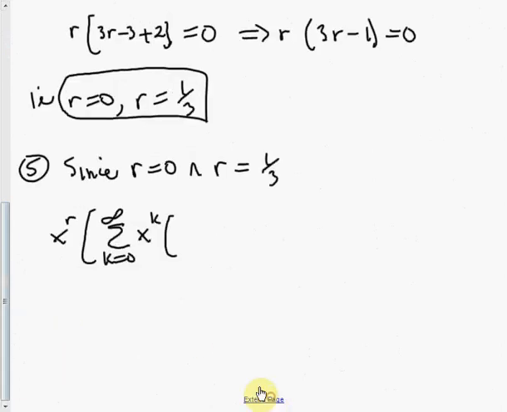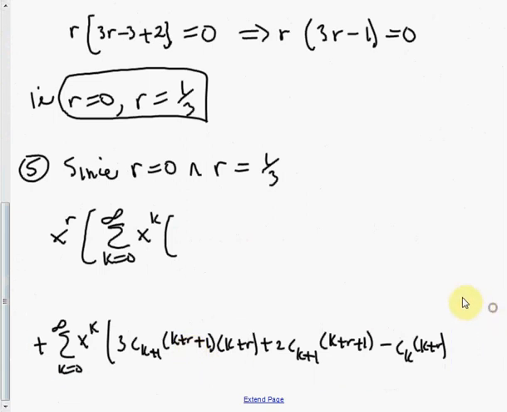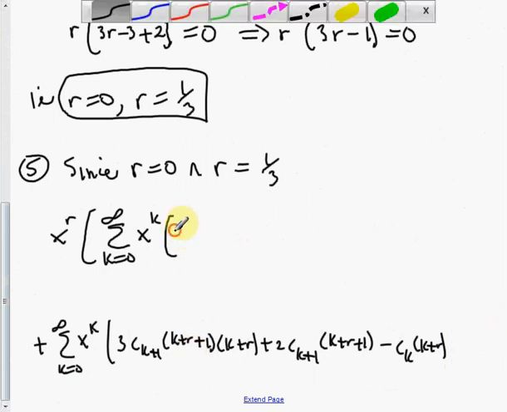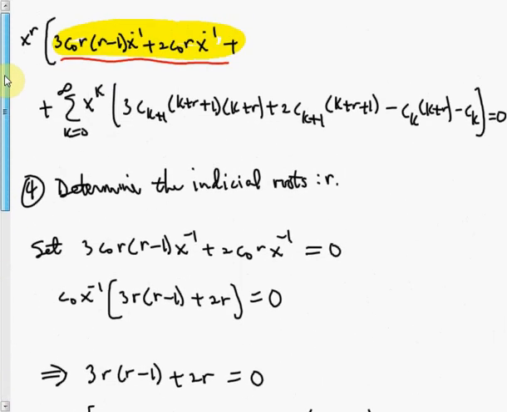That's minus c sub k. So this is 3 times c sub k plus 1 times k plus r plus 1 times k plus r plus 2 times c sub k plus 1 times k plus r plus 1 minus c sub k times k plus r, and then I think it was minus c sub k. Minus c sub k.